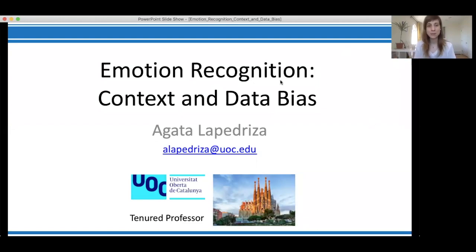Hello, I'm Agata Lapedriza, and I'm going to talk about two aspects that I think make emotion recognition particularly challenging from a computer vision perspective. These aspects are context and data bias.